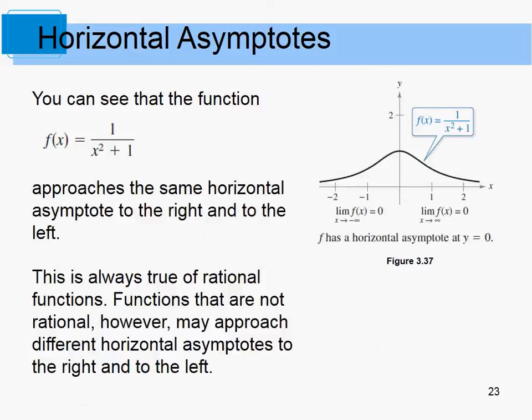Now notice right here. We approach the same horizontal asymptote to the right and to the left. This is always true of rational functions. But functions that are not rational may approach different horizontal asymptotes to the right and to the left. It's good to note that we probably won't see any. Rational means polynomial divided by polynomial. What is a polynomial? It's a monomial with x to the 0 power.